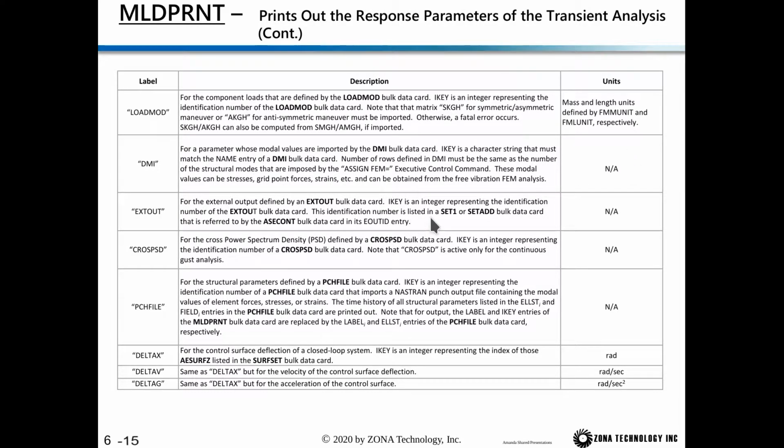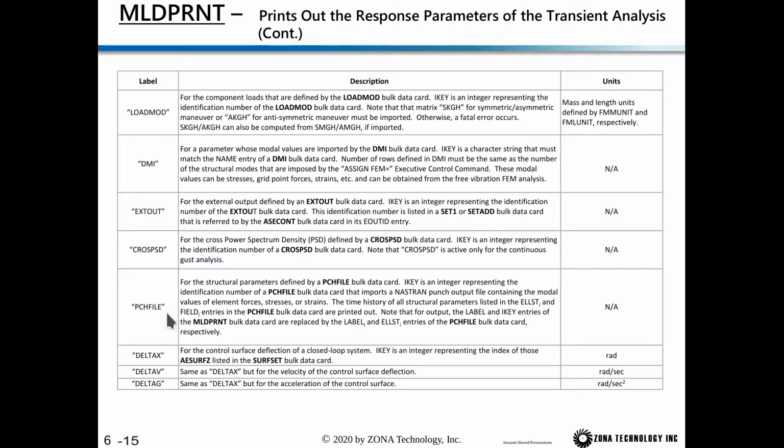EXTOUT allows you to refer to an EXTOUT bulk data card, where I-key is the integer of that EXTOUT bulk data card. So if you have a control system where you want to measure some value from that control system, or you have a complicated combination of sensors, and then you're measuring that from an EXTOUT card, you can do that this way. Cross PSD allows you to compute the cross PSD. So you refer to a cross PSD bulk data card, and then I-key is an integer of that identification number of the cross PSD card. This option is only active for the continuous Gust analysis, which we'll cover in the next section.